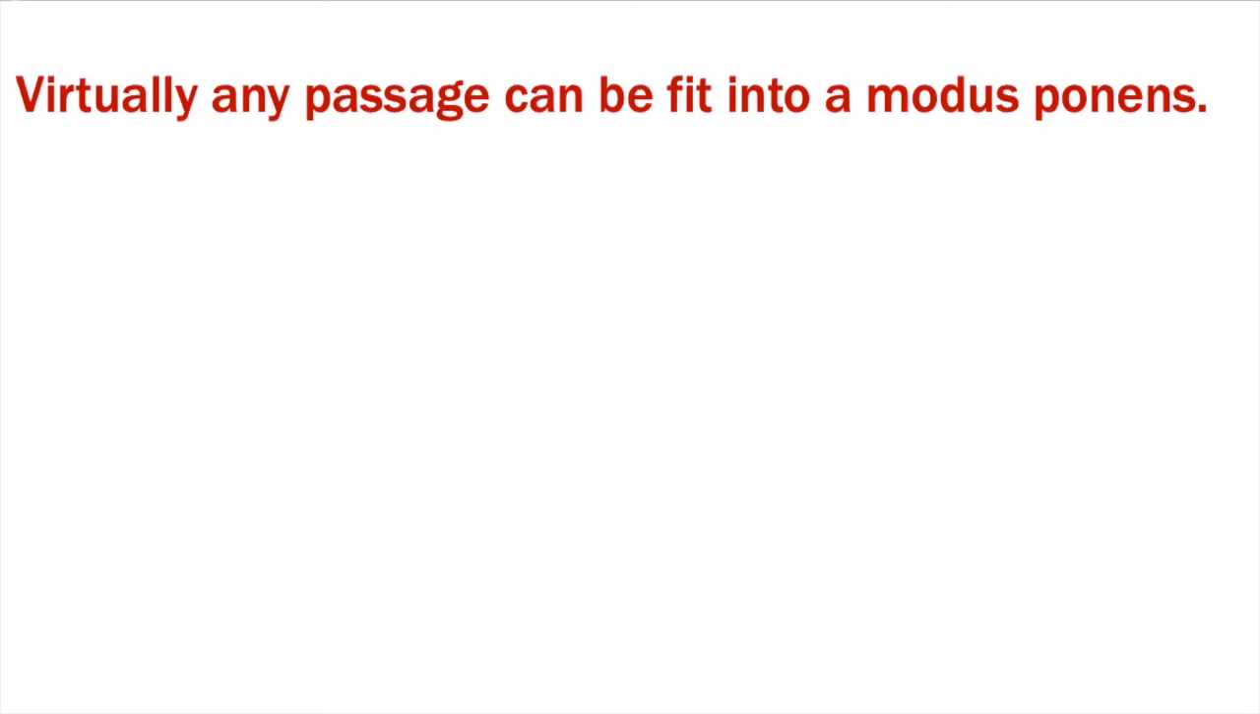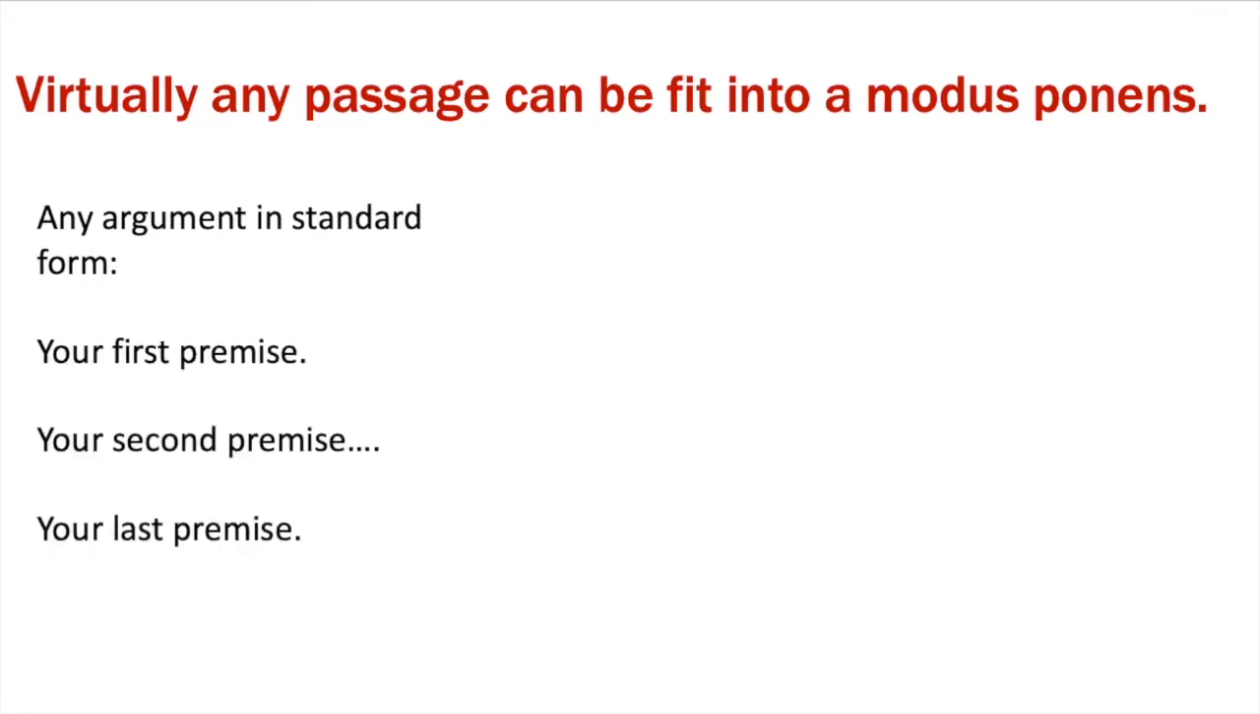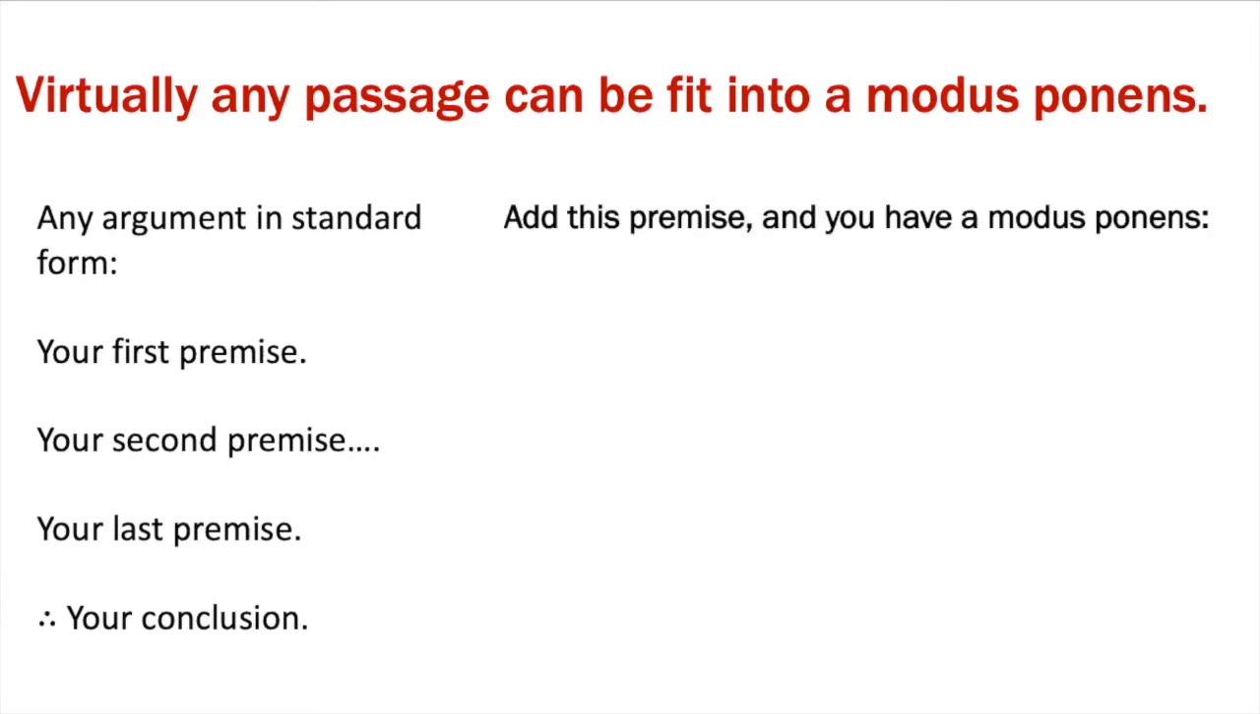Okay, the reason why we said that the modus ponens argument pattern is the most common argument pattern is because you could fit basically any passage into the form of a modus ponens. Here's what I mean by that. You can take any argument in standard form. So you've taken a passage and you've identified all the premises and the conclusion. And that's your raw material that you're going to fit into the modus ponens. So you have 3 premises and the author is arguing that they all lead necessarily to your conclusion. So you're going to take them and put them into a modus ponens argument. And this is how you do it.